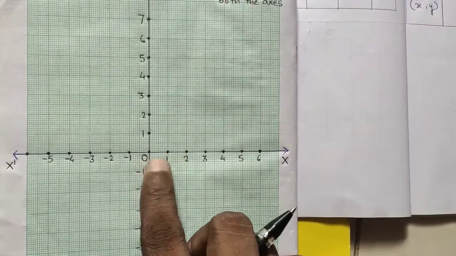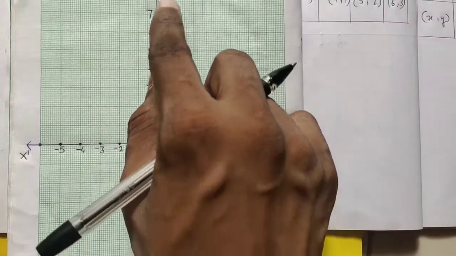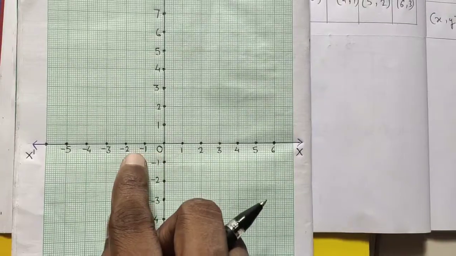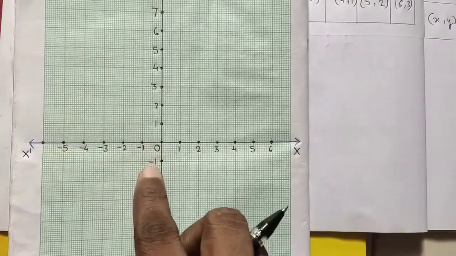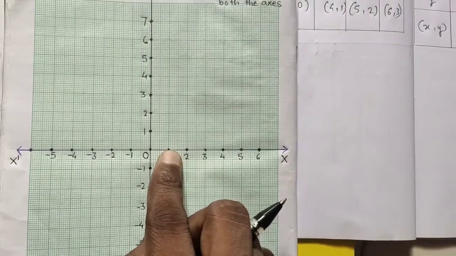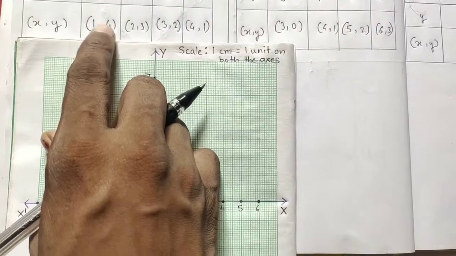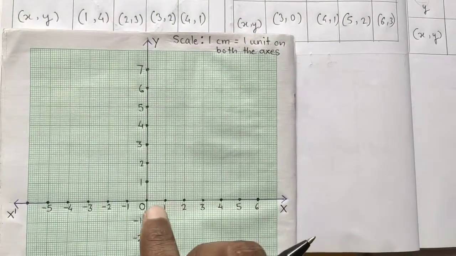and see how I have written the numbers. See, the middle one is 0, then 1 2 3 4 5 6, then above also 1 2 3 4 5 6 7, and on the left hand side minus 1 minus 2 minus 3, and below minus 1 minus 2 minus 3. See, proper spacing is there. Okay, now we will move to our points. First one is what? 1 comma 4. So 1 comma 4 means what?